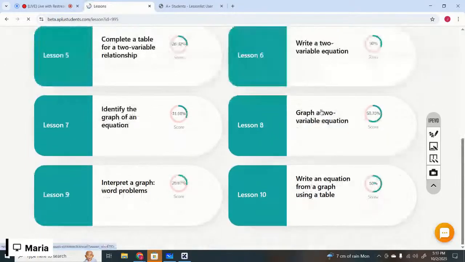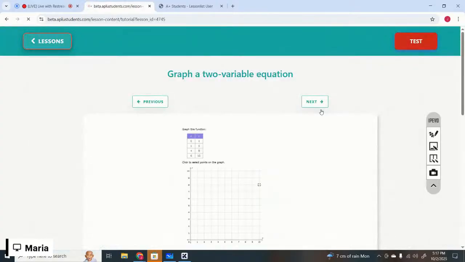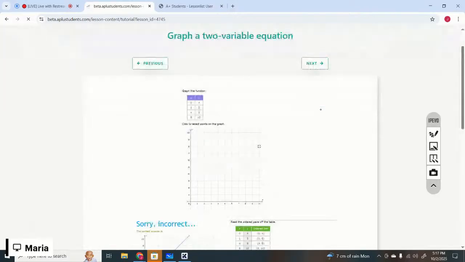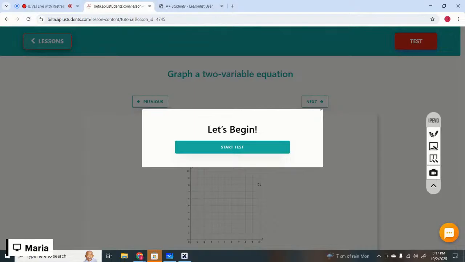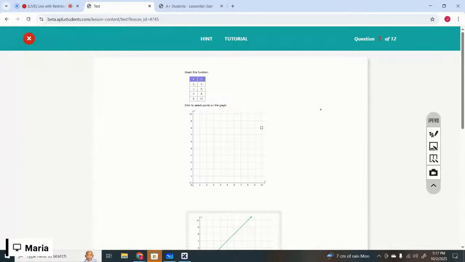Okay, so graph a two variable equation. Either you use the older one or the new one. They both are exactly the same. Let's just start with the test questions.